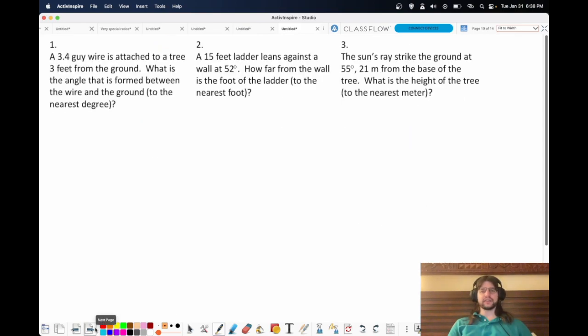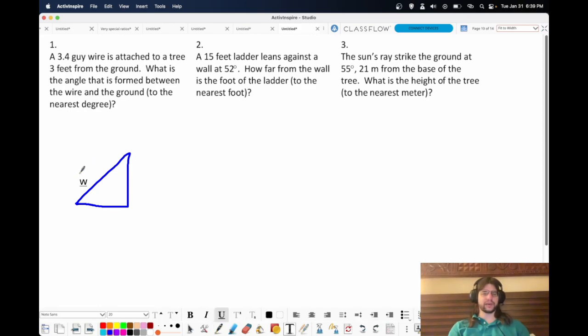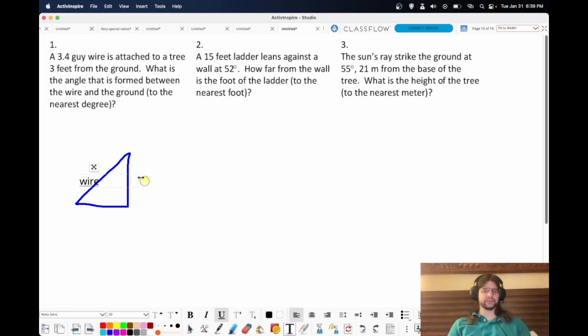So let's just set these up. I believe we did this one in class already, but let's do it anyway. A guy wire is attached to a tree 3 feet from the ground. So again, I'm going to draw most of my triangles just like this. Now let's see what's going on here. This is my guy wire. This is the wire. You do not need to write this on your figures.